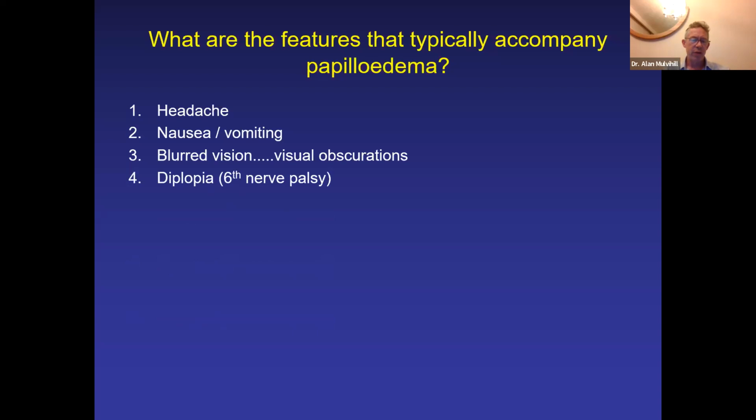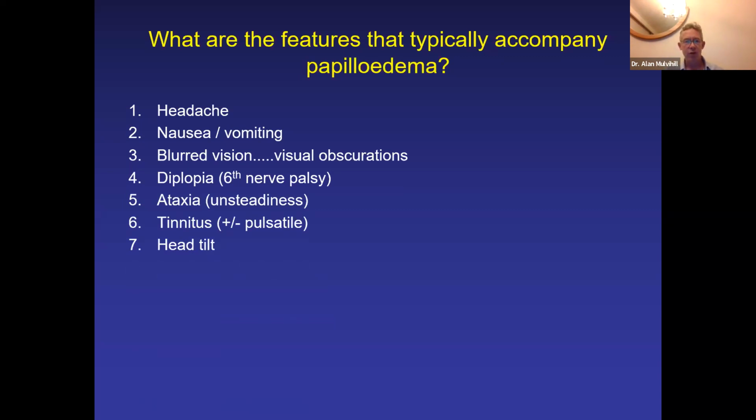When you have raised intracranial pressure, you may well have a sixth nerve palsy, because the brain is usually pushed down somewhat and the sixth nerve gets stretched over the sphenoid ridge and petrous temporal. So you can get a sixth nerve palsy. You can get ataxia or unsteadiness, tinnitus, which may be pulsatile, and sometimes a head tilt. So when there's a brain tumor and raised intracranial pressure, you can get some or all of these features. It's very rare to have papilledema and none of the above.